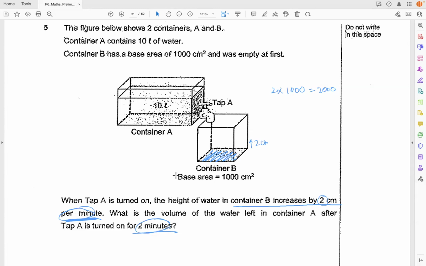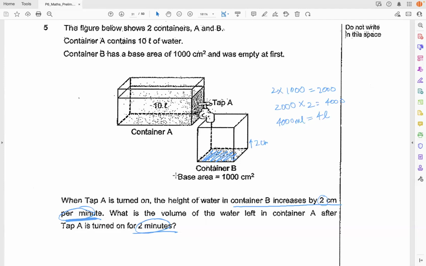So for 2 minutes, the amount of water that goes into container B will be 2000 times 2. 4000 cubic centimeter goes into container B. 4000 ml goes into container B. 4000 ml is equal to 4 liters.